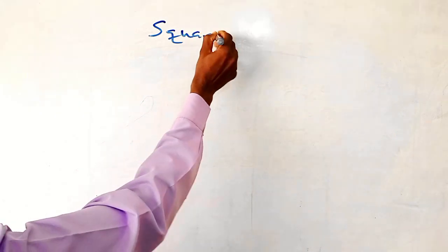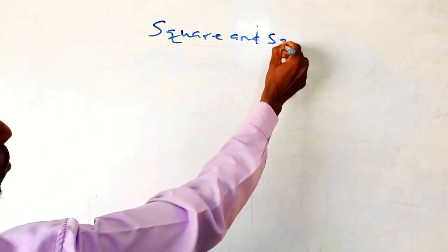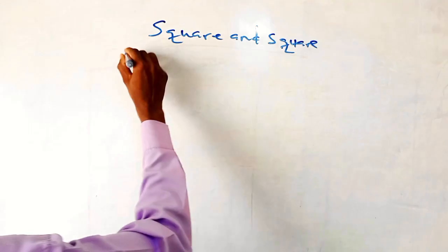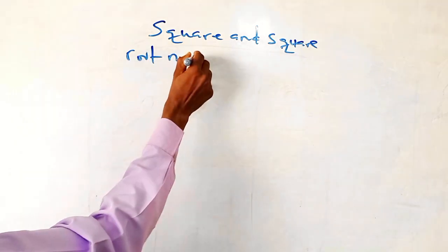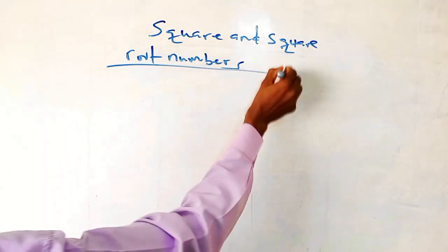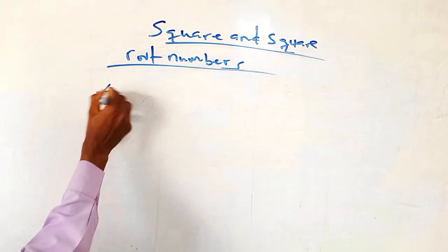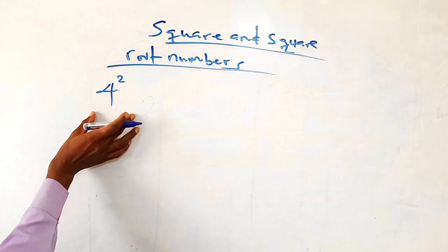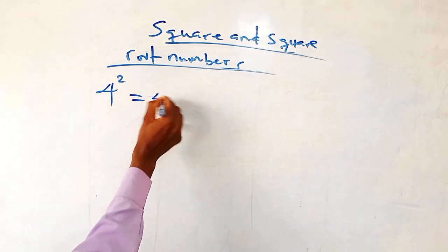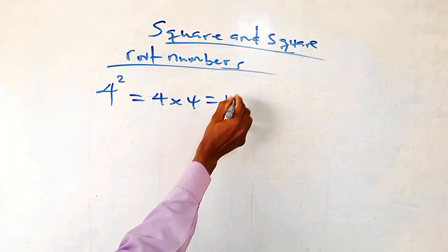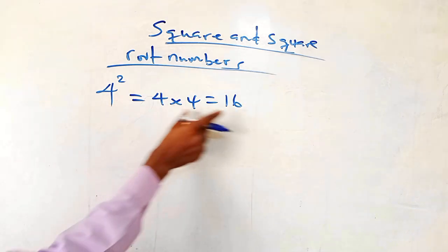Hello everyone. In our class today, we're working on squares and square roots of numbers. For the square of a number, we are referring to multiplying the number by itself. So we have 4 times 4, that is 16. So you can say the square of 4 is 16.